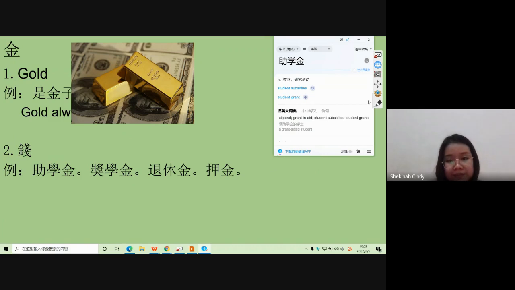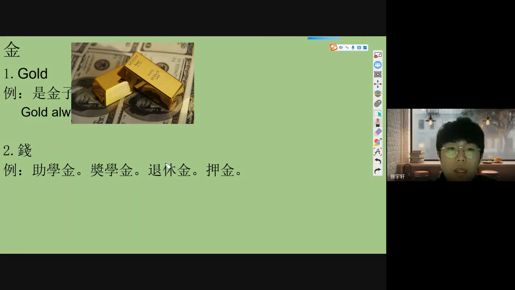Okay. And 退休金 is when you retired, and they will pay you monthly or yearly. Your company or other, maybe bank. 押金 here we already talked about this.